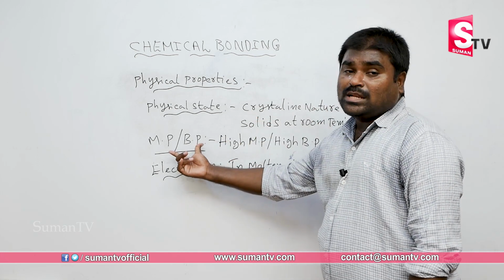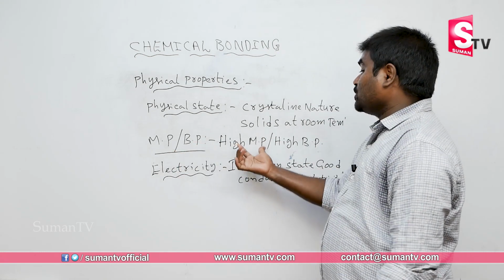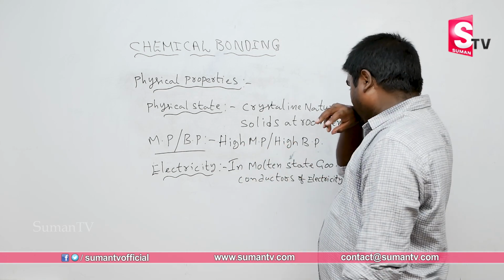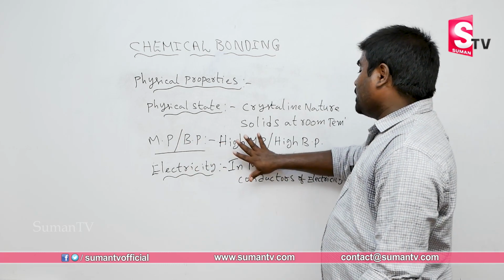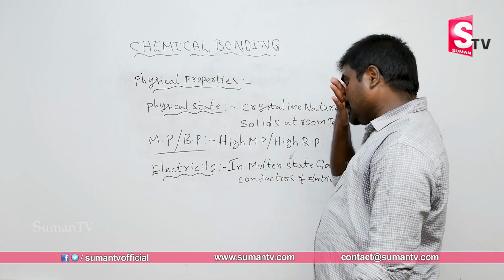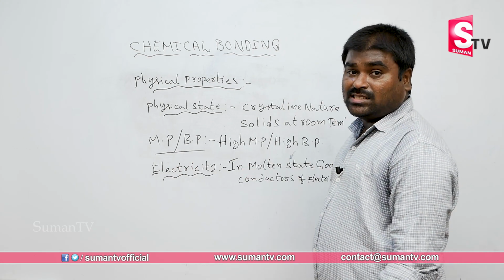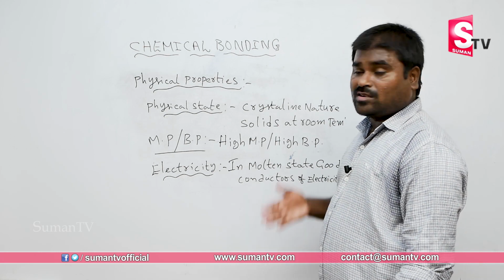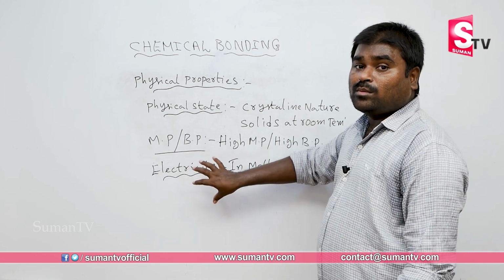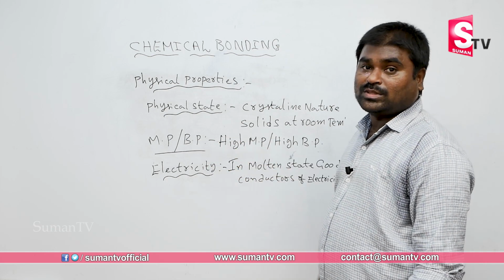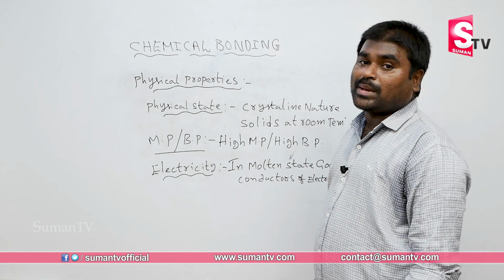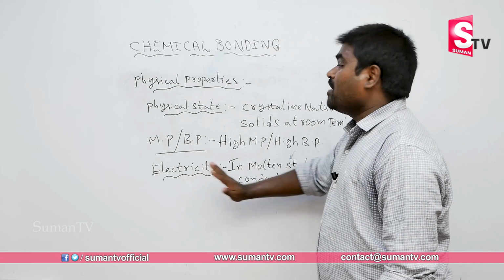What melting points and boiling points will they have, children? Ionic compounds all have high melting points and high boiling points. Electricity, children: solids cannot pass electricity through them. In the solid state it is not possible. But in the molten state, all ionic compounds can pass electricity through them. These are the properties of ionic compounds.